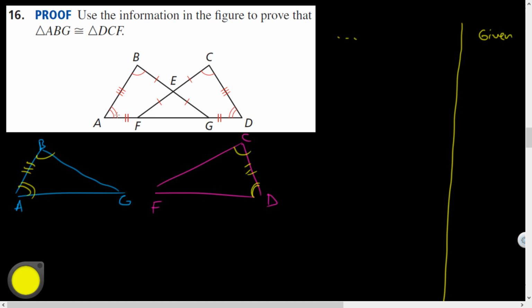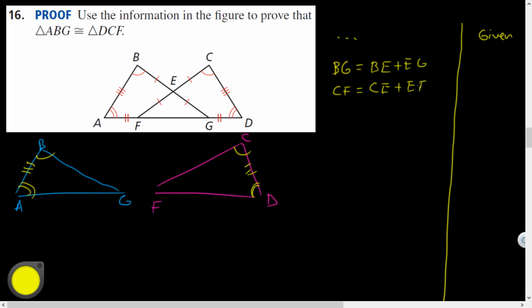Now, check this statement out. I'm going to say that BG, the number representing its length, is equal to BE plus EG. I'm also going to say that CF is equal to CE plus EF.